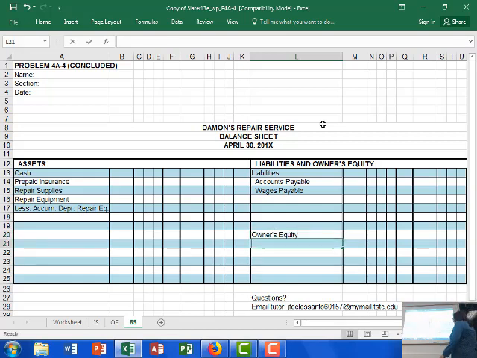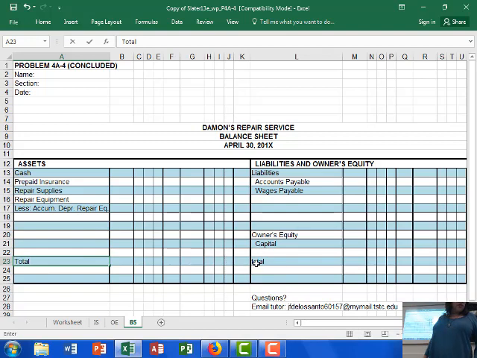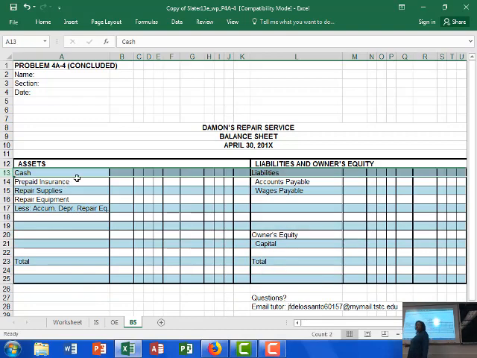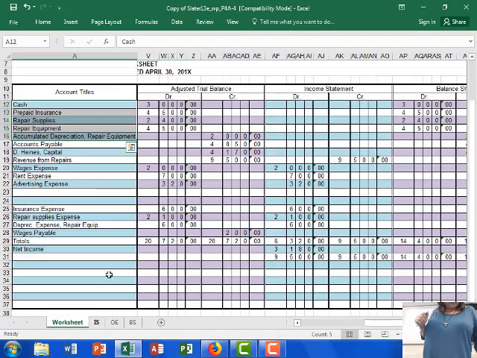Then you're also going to put in owner's equity. And then at the end, it'll be total. Okay? So now, total liabilities and owner's equity. But we're just going to put total right now. Okay? So, cash. What's the end balance for cash? The account. How much money do we have?